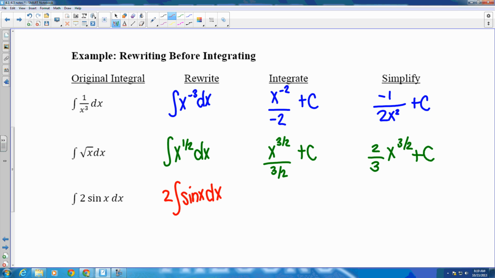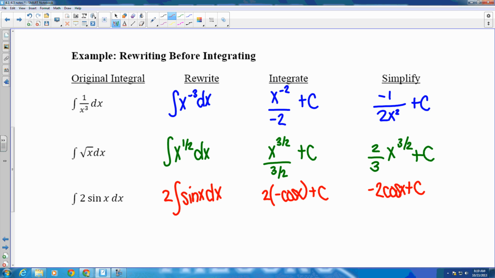Then, if you need to look on the previous page, we're pretty much just asking ourselves, what do we take the derivative of to get a positive sine? Well, it would be negative cosine plus c, which is negative 2 cosine x plus c.